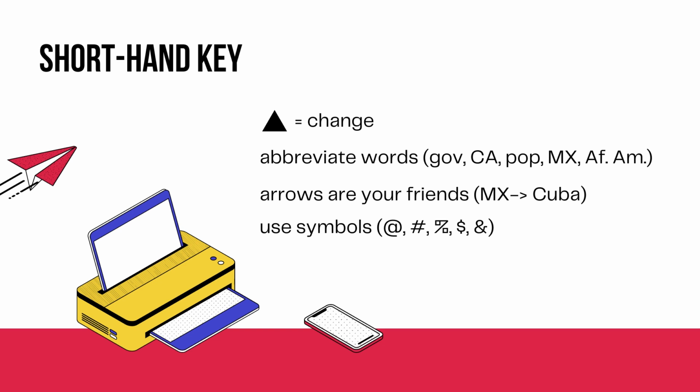Or in this example that I'm giving, maybe they're talking about migration. So, like, people from Mexico are moving to Cuba. So, Mexico, arrow, Cuba, right? Because that's where they're going.